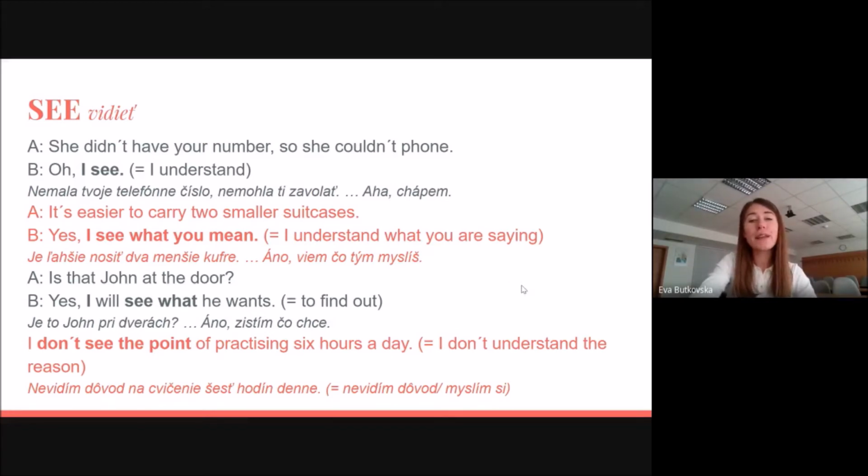A very useful phrase, the last phrase that we will talk about today, is not see the point. In the example sentence, I don't see the point of practicing six hours a day. It really means I don't understand the reason, so I don't see the point. There is no point, I don't see the point. So keep in mind that except for the general meaning of the verb to see, to be able to see, there is the meaning I understand and I want to find out something.